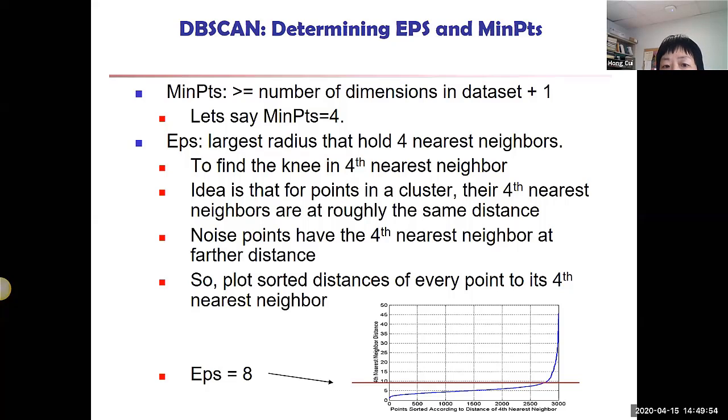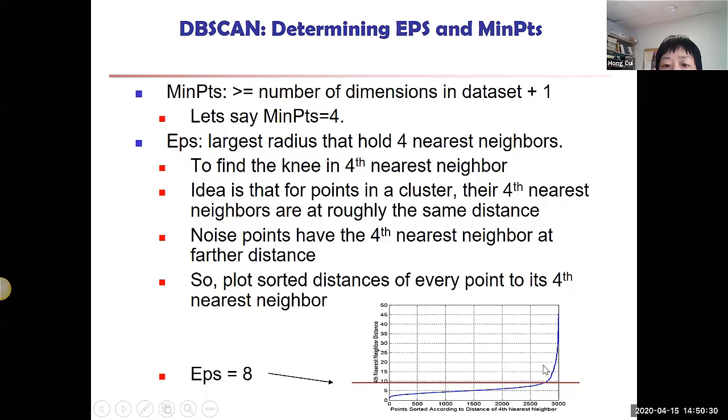Once we have the min points set, then we can use this graph to decide what's going to be our epsilon. Epsilon again is the radius. So we need to find the largest radius that holds 4 nearest neighbors, but which epsilon should we take? So we will graph this.